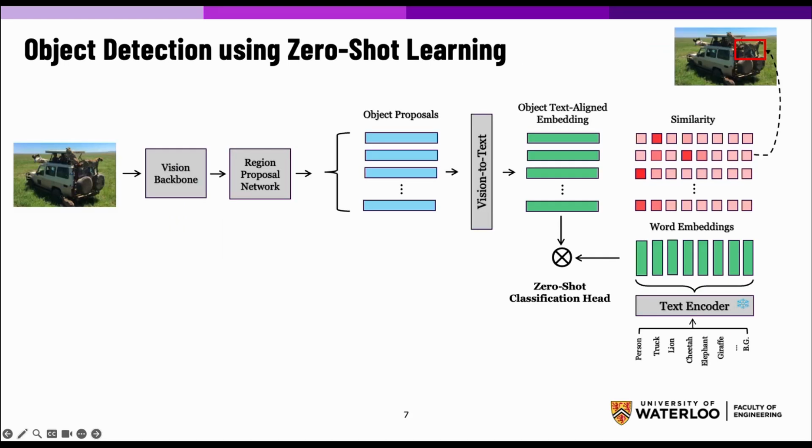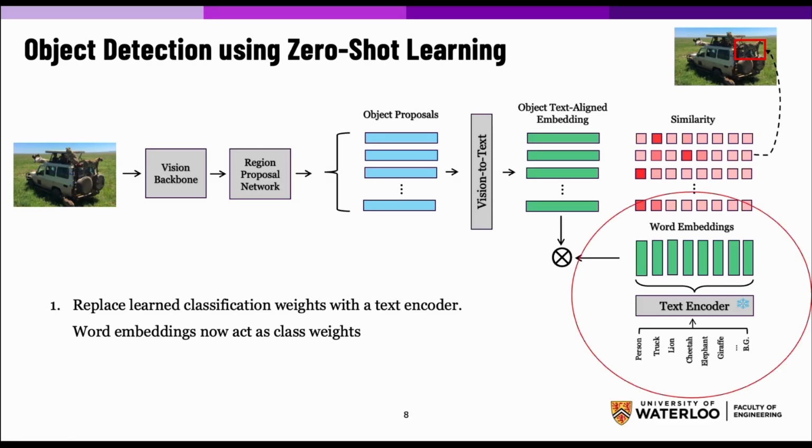Now in zero-shot learning, a couple changes happen. The first being we replace the classification weights learned during training with a text encoder that's frozen, meaning we don't touch it when we train. And this text encoder can come from language models or vision language models. What happens is essentially you give the classes, and the text encoder produces what's called word embeddings. And these word embeddings can sort of act as class weights.